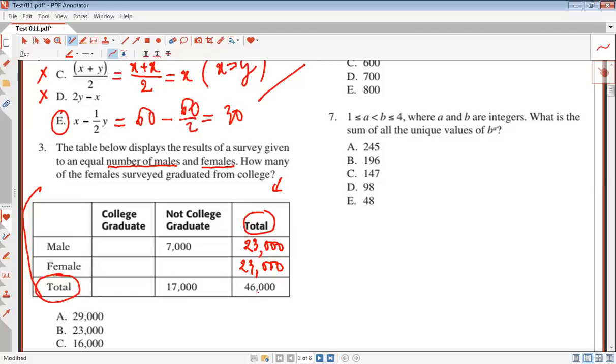And look at this row. Now we want to find this. We take 46,000 subtract 17,000. We have 29,000. Check again. 2, 1, and the number 3, 16, 30, 46,000 is correct.